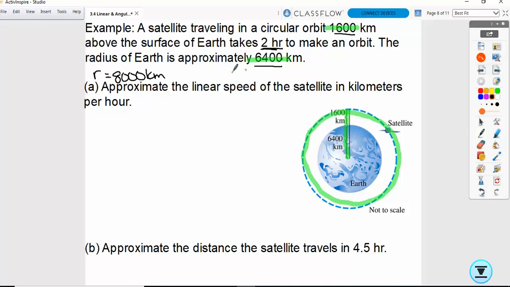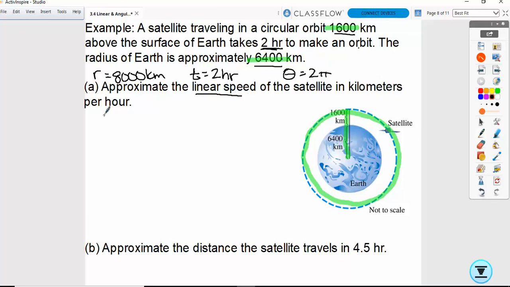It takes 2 hours to make an orbit. What's the 2 hours? What does it mean if you make an orbit? Goes all the way around. So what's that telling me? Your angle is 2 pi because you made an orbit, you went all the way around the circle, so you traveled a total angle of 2 pi. All right, so A, approximate the linear speed.